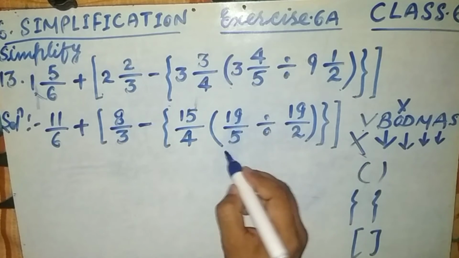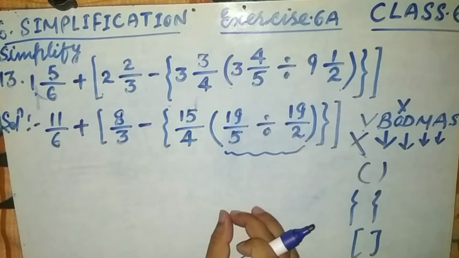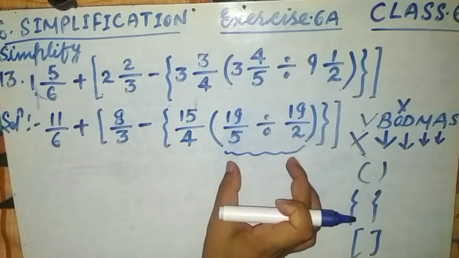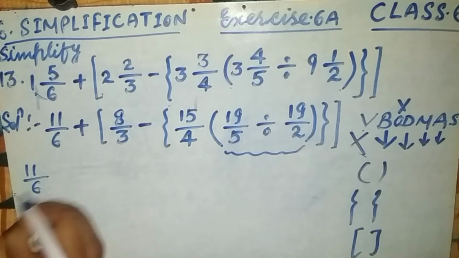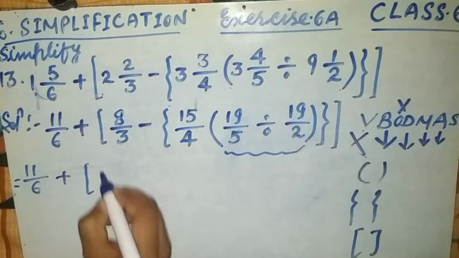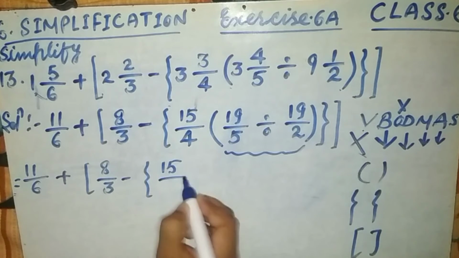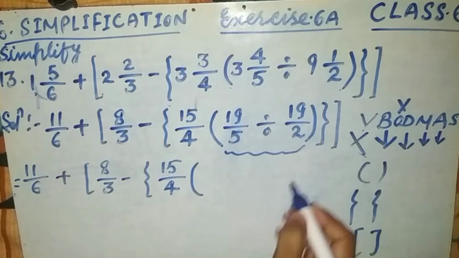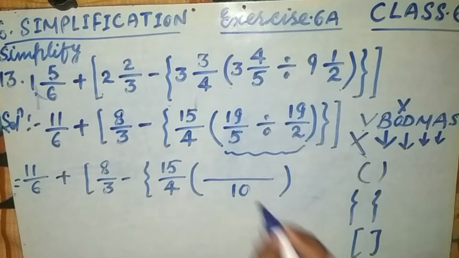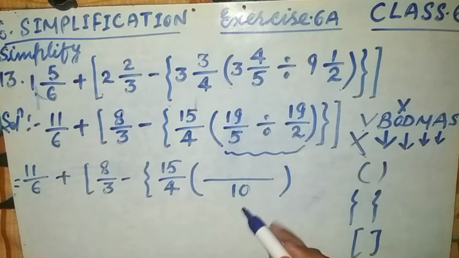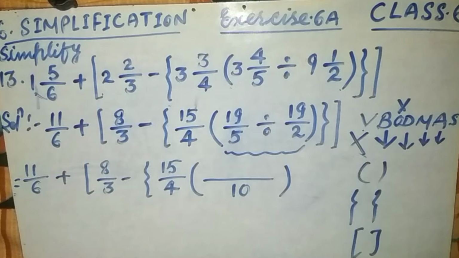Now friends, have a look, here is the small bracket. First we have to come over here, solve inside this bracket, then come to the curly bracket, then the big bracket. This is as it is, and this is also as it is. So now solve. First take the LCM of 5 and 2. The LCM is 10. Divide this 10 by 5. 2 multiplied by 19.